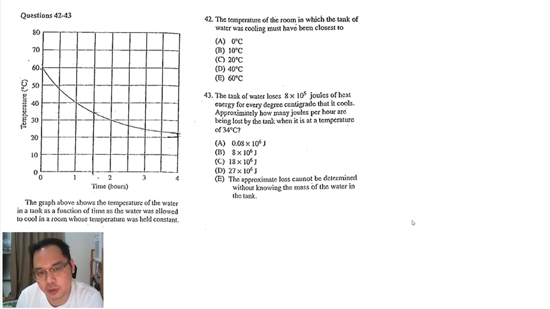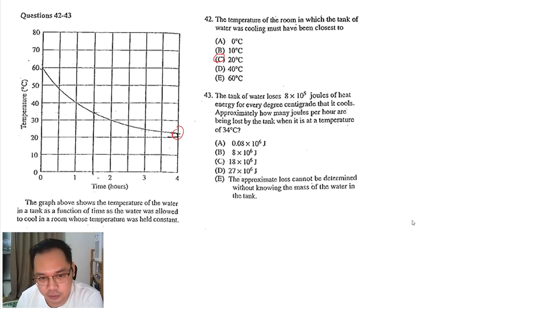The first question, 42, is very simple. The closest temperature to the room temperature we can see at the end of the graph, where the temperature begins to be constant and doesn't decrease anymore, closer to 20. So the answer to this question is 20 degrees centigrade.